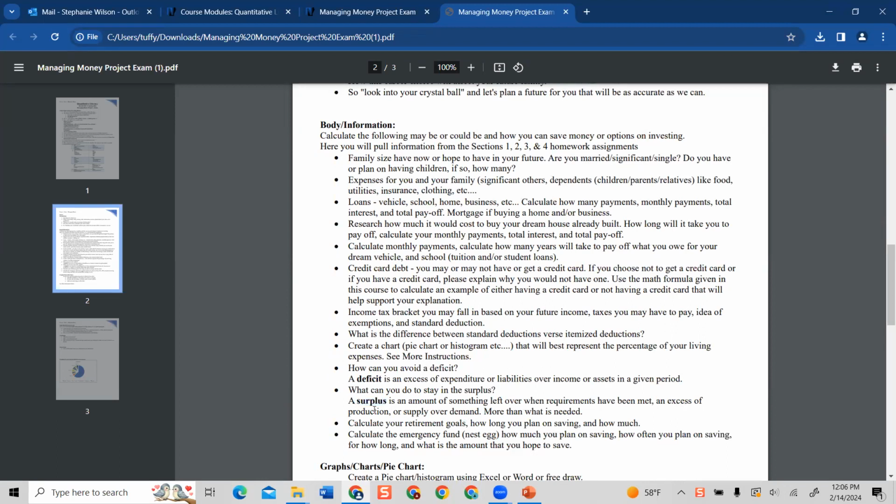So, what is your expected surplus or deficiency based upon what you have chosen and your career option? And when you pick these, you need to make a little bit of statements as to what you can do to help you out of deficiency, or what you can do to save a little more on surplus. Calculate your retirement goals, calculate emergency funds and nest egg.